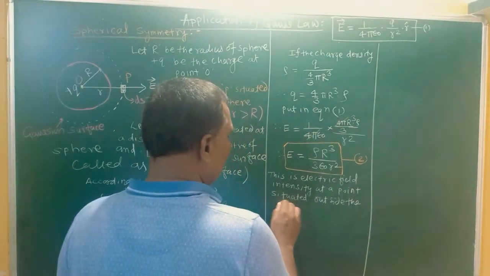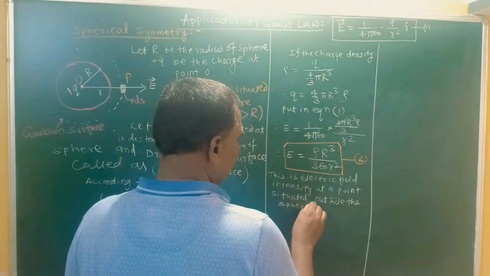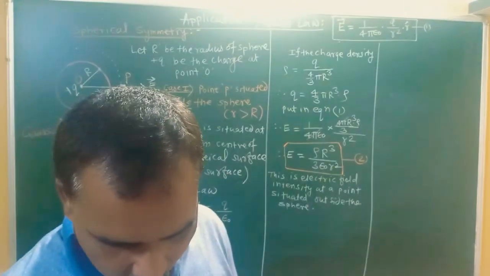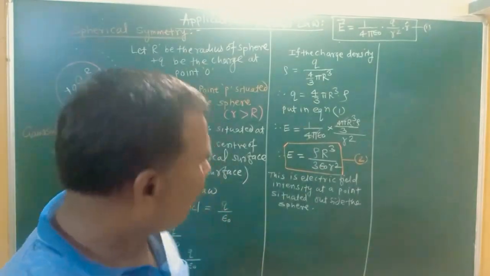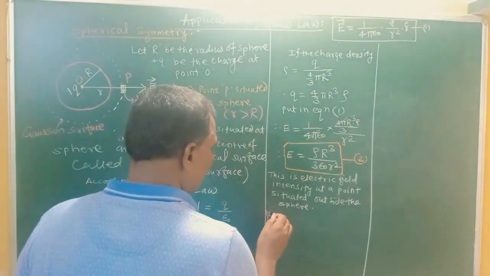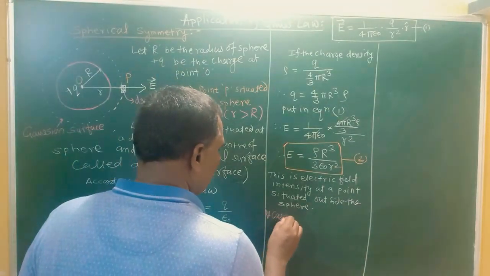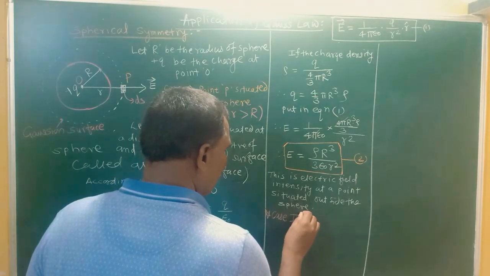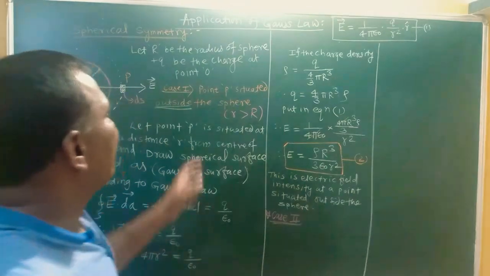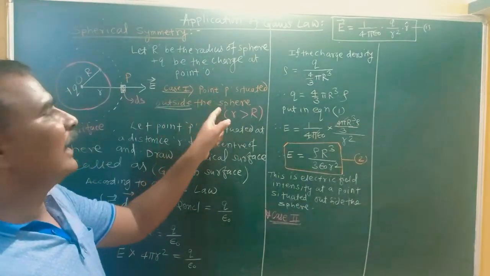Outside the sphere. This is the first case. And after that we have the second case, that is case number 2. First case is what? Point P is situated outside the sphere.